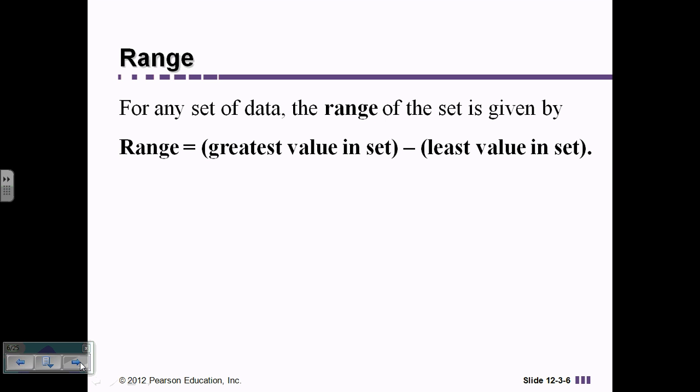So the first one is just called the range. And to figure out the range of a set of data, all you have to do is take the larger value in the data set and subtract the smallest value in the data set. Sometimes when you're calculating range, you have to be careful, because there could be a large set of data, and you want to make sure that you are accurately taking the largest and the smallest value when you do that calculation.